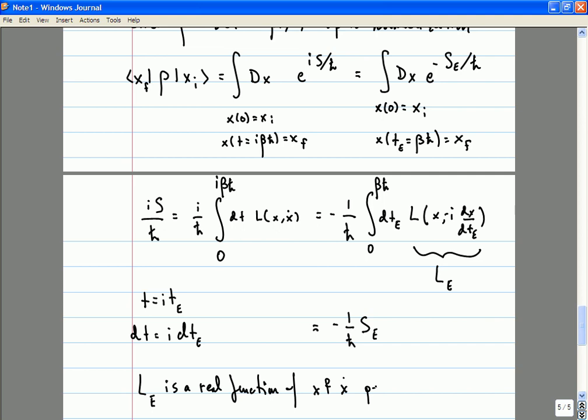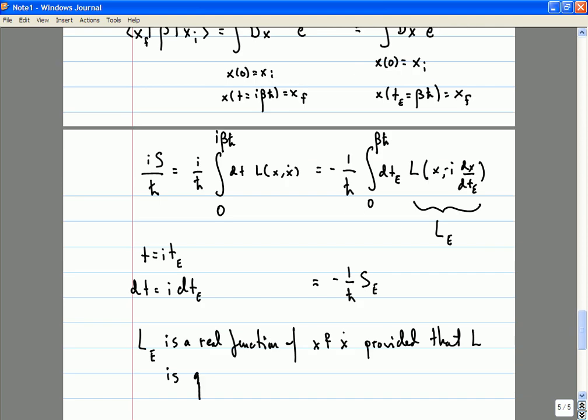provided that L is quadratic in x dot. If L is quadratic in x dot, so for example, if we're describing a particle with a kinetic term 1/2 m v squared, then when you take t to i t Euclidean, that v squared just picks up a minus sign. So the overall signs in the action might have changed, but the action is still real. The Euclidean time coordinate is real.